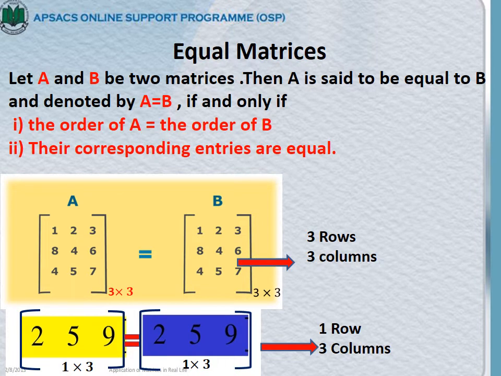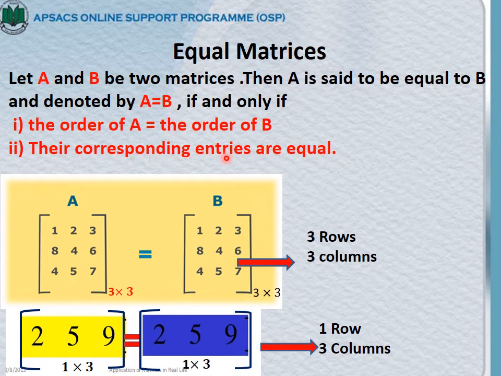Now equal matrices. Let A and B be two matrices. Then A is said to be equal to B, denoted by A = B, if and only if the order of A is equal to the order of B. So the first condition is that these two matrices should have the same order. And what is the second condition? Their corresponding entries are equal.